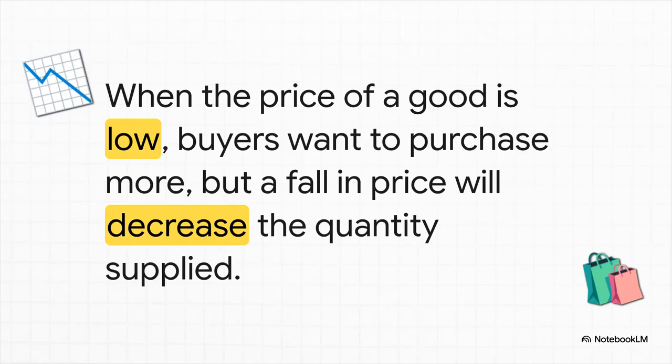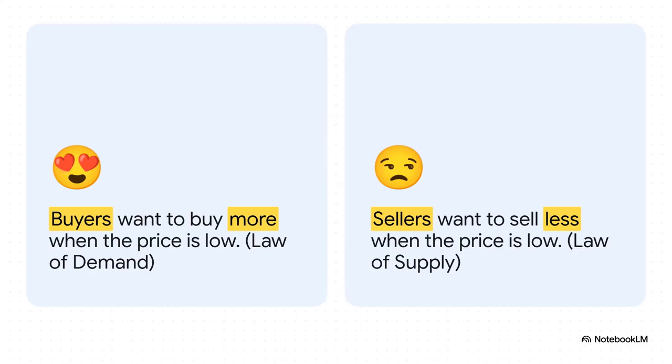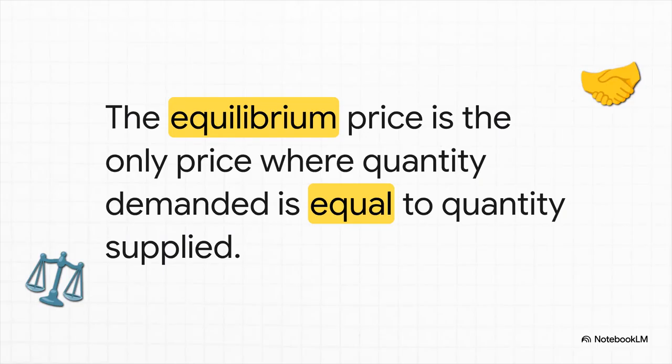Okay, so let's flip it around. What happens if, for some reason, the price is really, really low? Now you've got the exact opposite story. The tickets are a total bargain. So, of course, buyers are rushing in trying to get a great deal. But the sellers? They're not so enthusiastic now. They aren't making much profit, so maybe they hold some tickets back. And this creates a whole new problem. Tons of demand, but not nearly enough tickets to go around. That's a shortage.